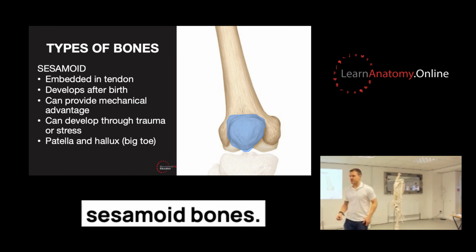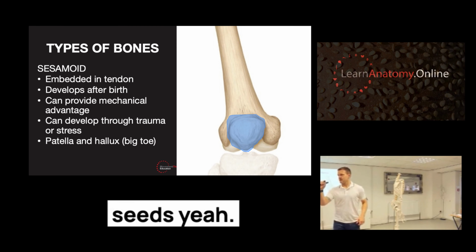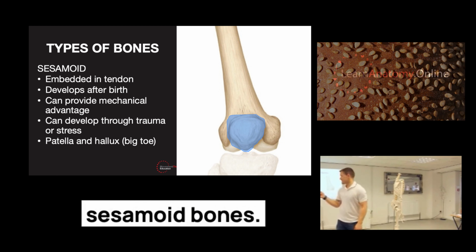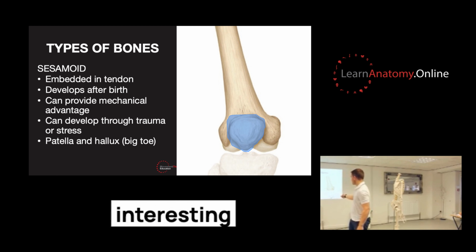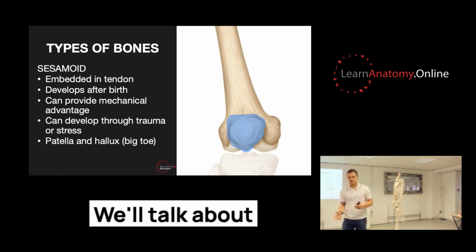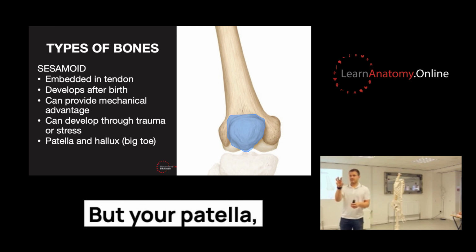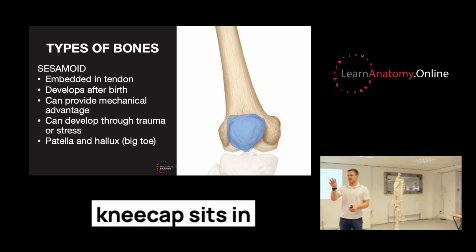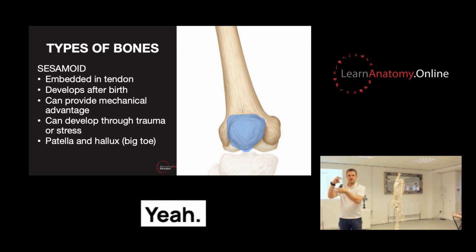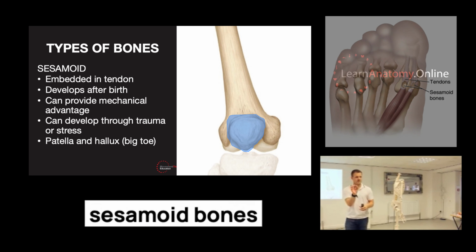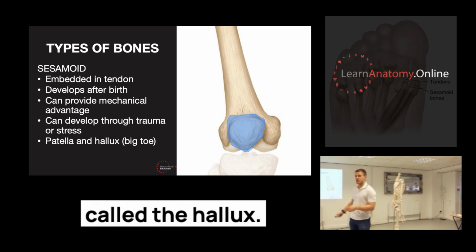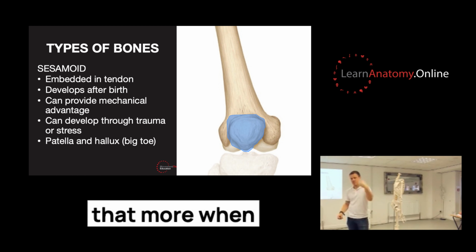These are called sesamoid bones. Sesame seeds, yeah, that's why it's called a sesamoid, because it's the same shape as a sesame seed. And these are quite interesting because they're held within tendons. We'll talk about it more when we do the knee, but your patella, which is your kneecap, sits in a tendon and it floats and fits in a groove. And you've got some in your feet as well. Your big toe is called the hallux. We'll talk about that more when we do the foot.